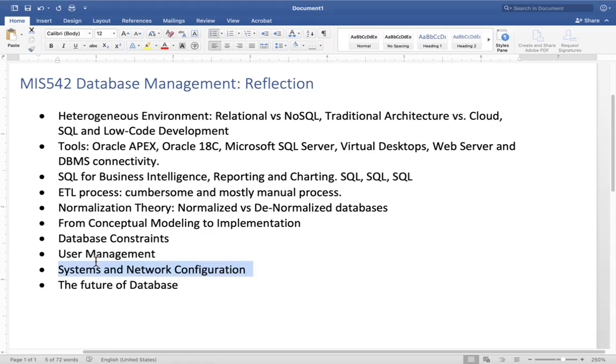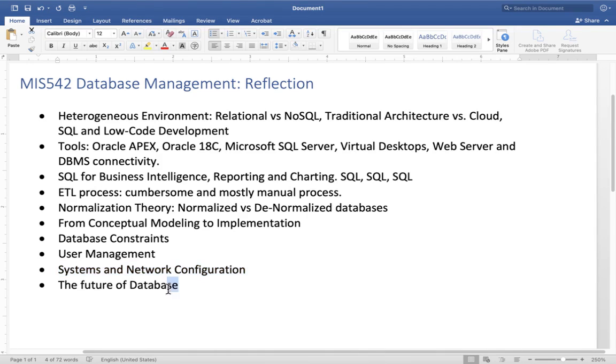And you also learned a little bit about system and network configuration from various assignments: the virtual environment, how you configure that virtual environment, set up the server, start the service, how you access the web server, build a web page, and how you use the Oracle configuration tool to configure the network connectivity, and learn the concept of the listener. So those are what you learned in network configuration.